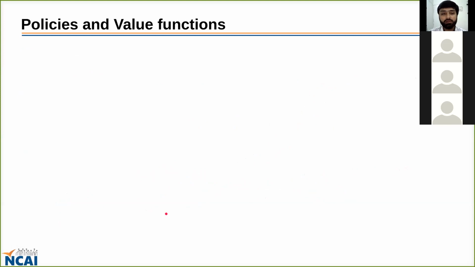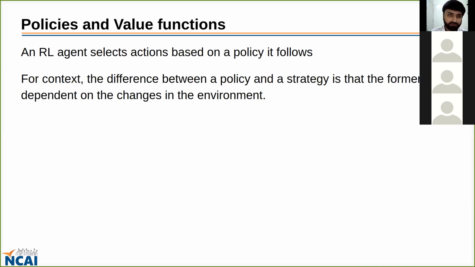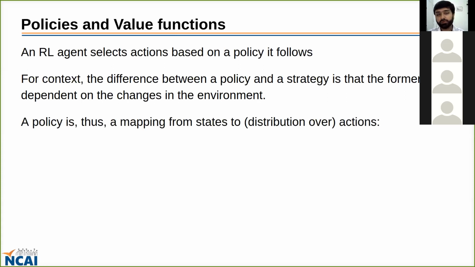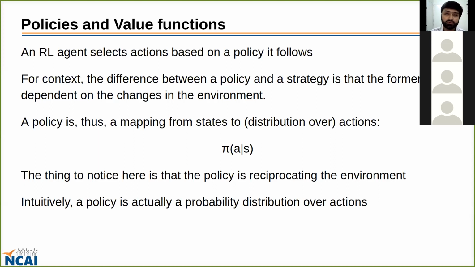Okay, now that all is fine, but how do we actually represent an agent? The agent is represented by 2 things: policies, which the agent looks upon to take actions, and the value function, which I'll describe later. For context, a policy is different from a strategy in the sense that a policy depends on changes in the environment, while a strategy is independent of the environment. So it is easier to understand that a policy is a mapping from states being visited by the agent, as we saw earlier, to a distribution over actions, meaning that a policy pi outputs a distribution over actions when the agent observes a particular state. The thing to notice here is that the policy is reciprocating the environment, and intuitively a policy is a probability distribution over actions, as I mentioned earlier.